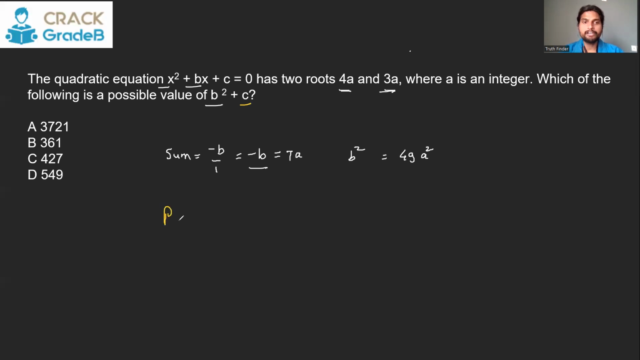Also we want c. For c we require product. So product here will be c upon a, which is 1.